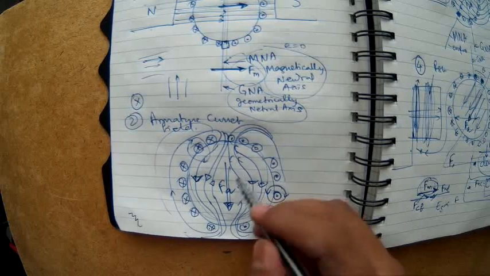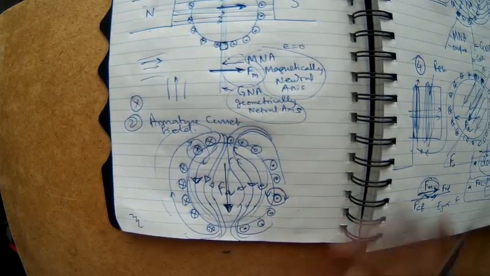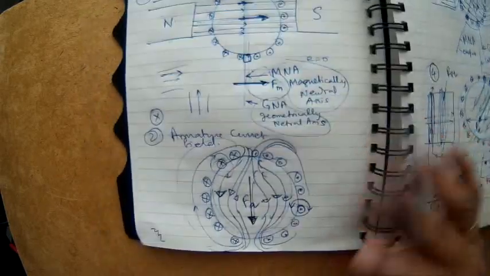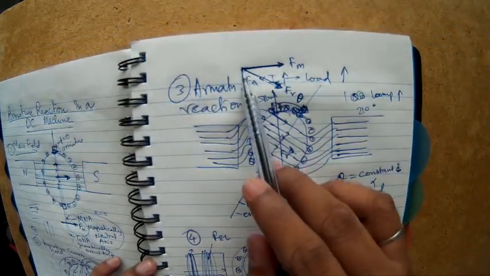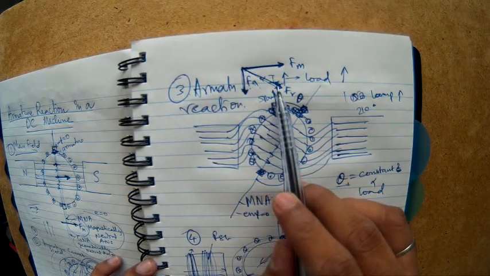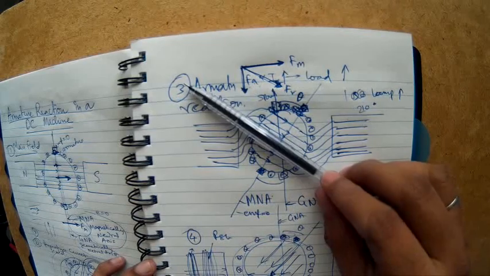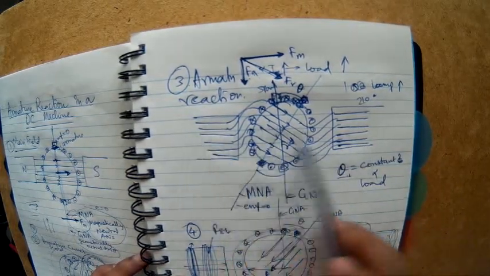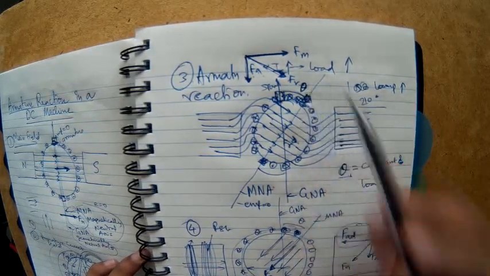Because of that, the armature current's magnetic field will be in the downwards direction. So there is one magnetic field left to right, another top to bottom. The combined effect of these two: this is the main field, this is the armature field. Therefore the resultant field will be something like this, slanting at some angle. As an effect, there is a distortion in the magnetic field. Instead of being straight, it is slightly distorted by an angle of theta.